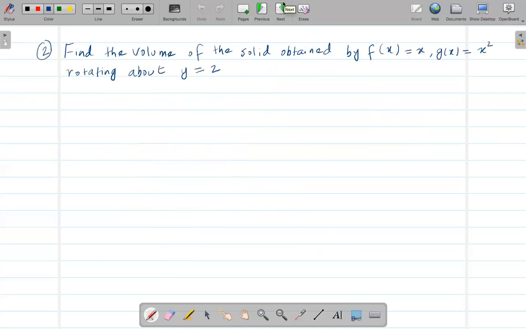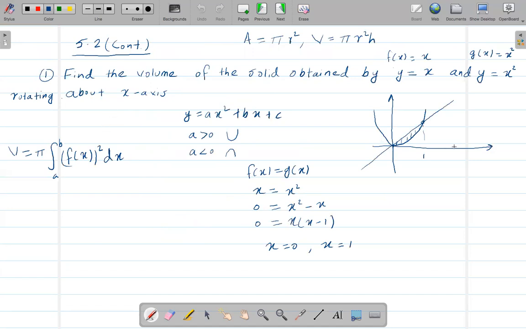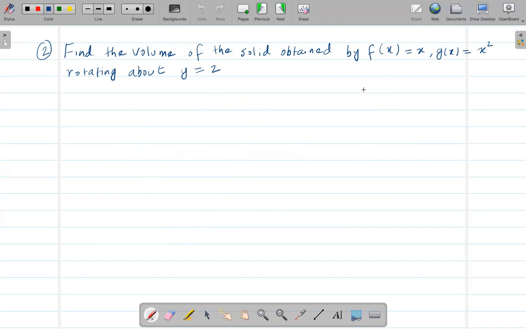Okay, now this one, we have similar equations, or the same equations. f of x is x, g of x is x squared. Now it's rotating about y equals 2. All right, so this one was rotating about the x-axis. Now it's rotating about y equals 2.